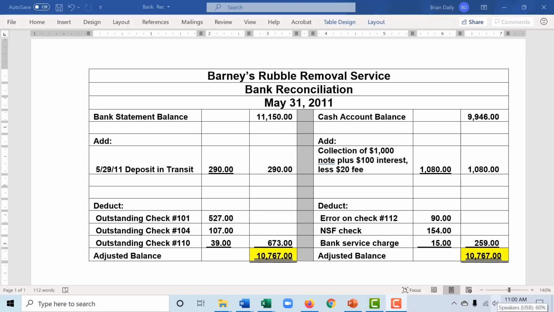Since the adjusted balances from the two sides of the form match, we can breathe a sigh of relief. We have completed the report and have balanced the checkbook.